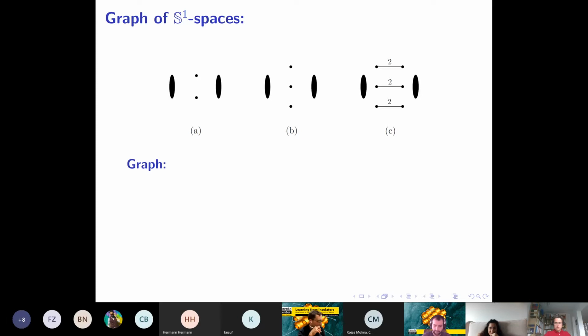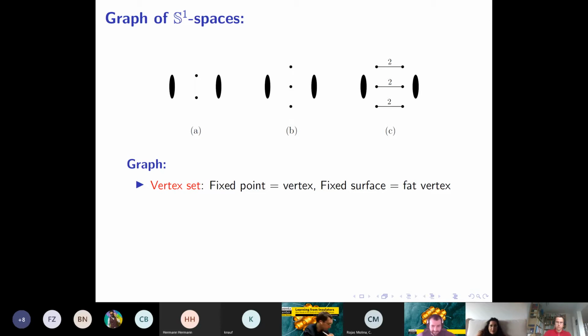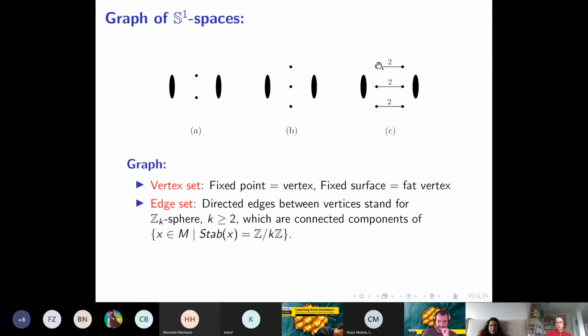These graphs have a couple of features. I have vertices, and they can have different types. I can have just points that correspond to fixed points of the action, or I can have fat points, and they actually correspond to fixed surfaces. So a whole bunch of fixed points next to each other. Moreover, some of these graphs seem to have edges, and these edges correspond to the stabilizers, or more precisely connected components of the stabilizers.